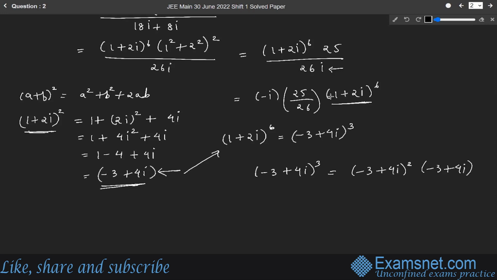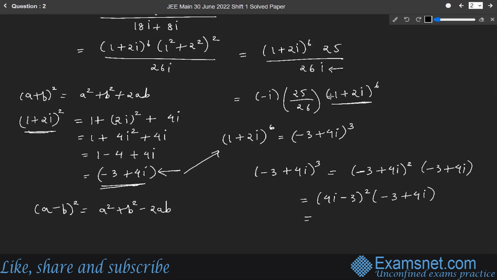Right? So now let us find its value. What is (-3 + 4i) square? It is basically in the form of (a + b) whole square, but here there is minus 3. So it is (4i - 3) square, and (-3 + 4i). So we have to use (a - b) whole square. What is (a - b) whole square? a square plus b square minus 2ab.